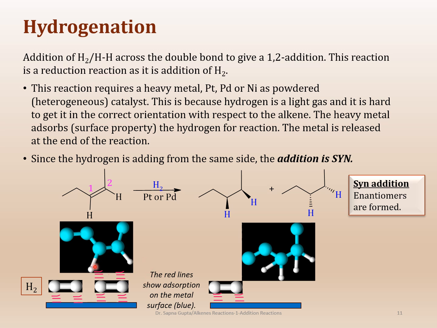If it's getting picked up on the same side, that is called a syn addition. Okay, so anti was opposite and syn is the same. Now this is SYN, not SIN, so it's really not a bad deal. Anyhow, it's a syn addition. You will still get enantiomers. Again, you can avoid that by having symmetrical compounds, but otherwise that's the nature of hydrogenation.